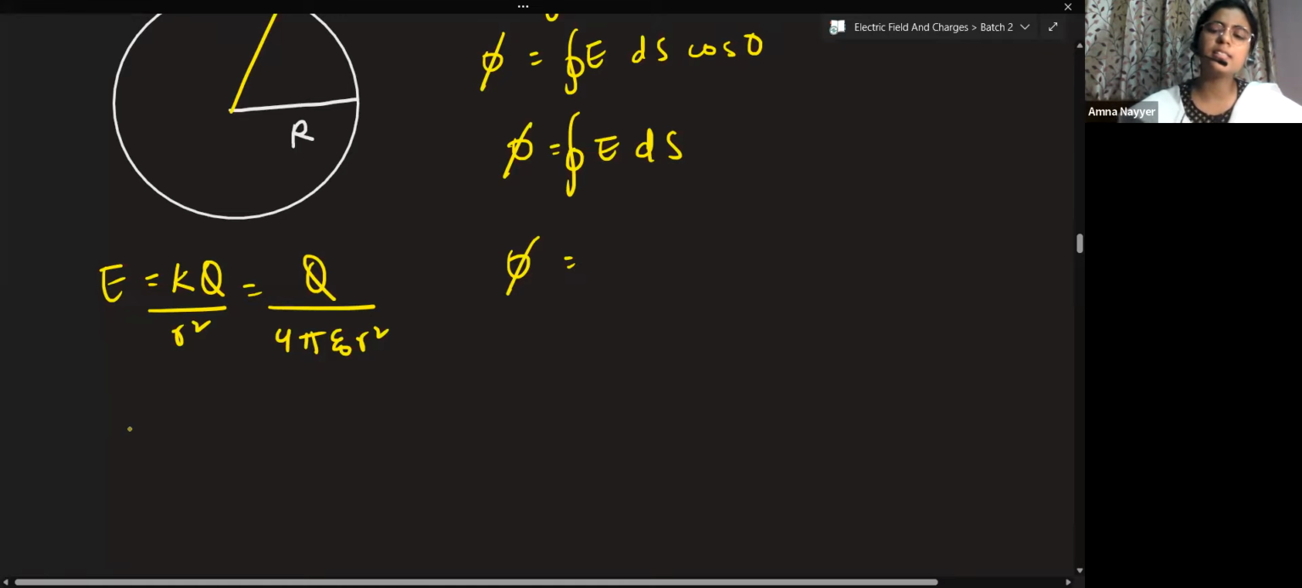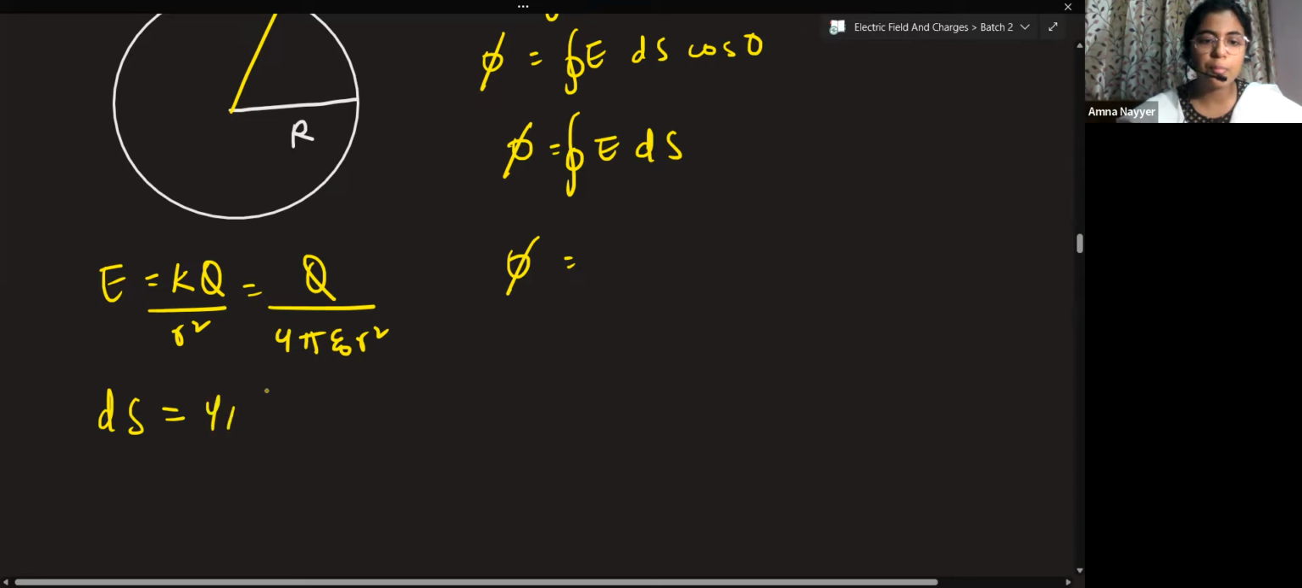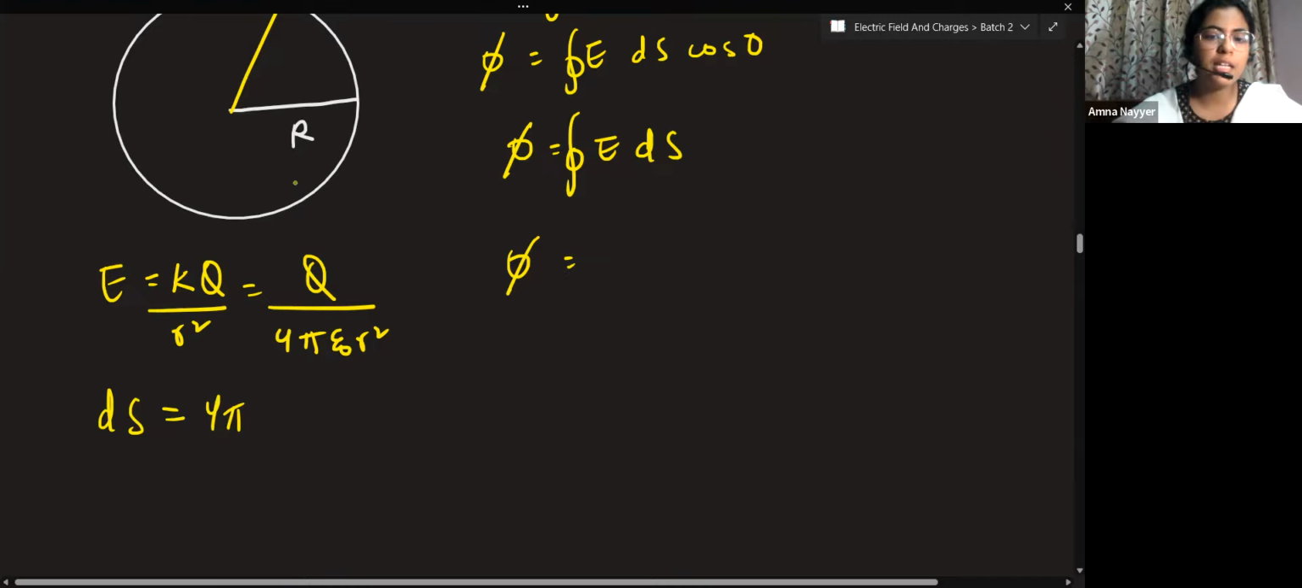Also, let us consider the surface area as well. ds, we have just seen, if we have a sphere, for a sphere the surface area is 4 pi r square. Yes, correct. So see, capital R is given. Let me not write small r over here. Let me write capital R only because the separation is capital R. It will be q divided by 4 pi epsilon naught capital R square. So the surface area will be 4 pi capital R square.